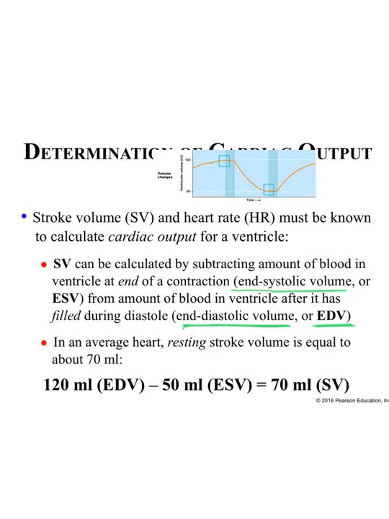So on average, the average person has about 120 milliliters for the end diastolic volume. Again, at rest, they are not going to pump all the blood out, so they'll have 50 milliliters of blood still remaining after the ventricles have contracted. So again, the amount of blood that's actually moving through the pulmonary and systemic circuits would then be stroke volume, which in this case is 70 milliliters.